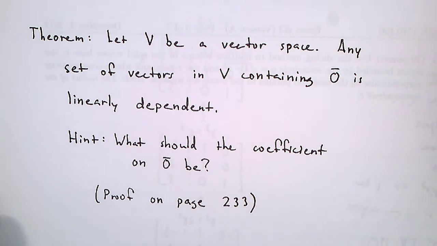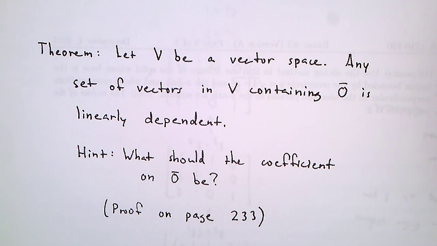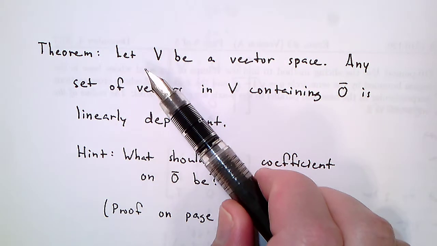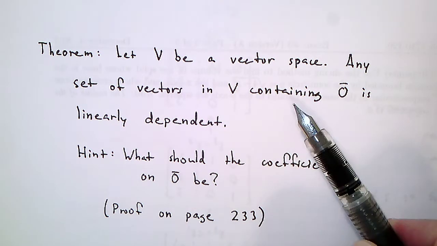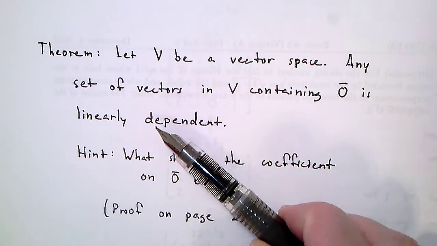To wrap up this section, I want to take a look at two theorems. I'm not going to prove either of these theorems, and the proofs are in your textbook, but I want you to take an attempt at proving these theorems on your own before you check the proof given in your textbook. And I have a couple little hints for you. So the first theorem says that if we have a vector space V, then any set of vectors in V containing 0, and this is the 0 vector of V, is linearly dependent.